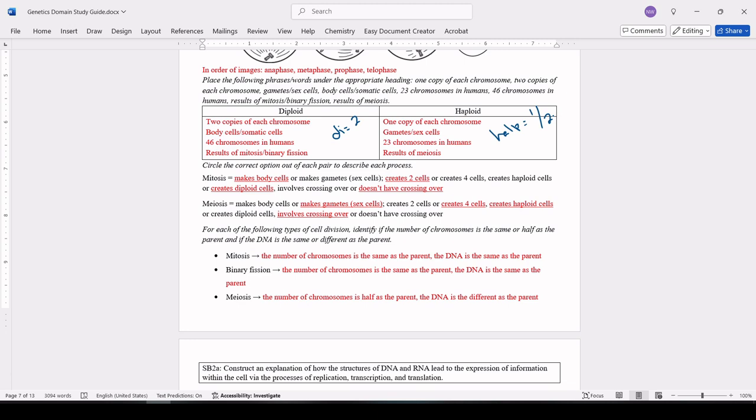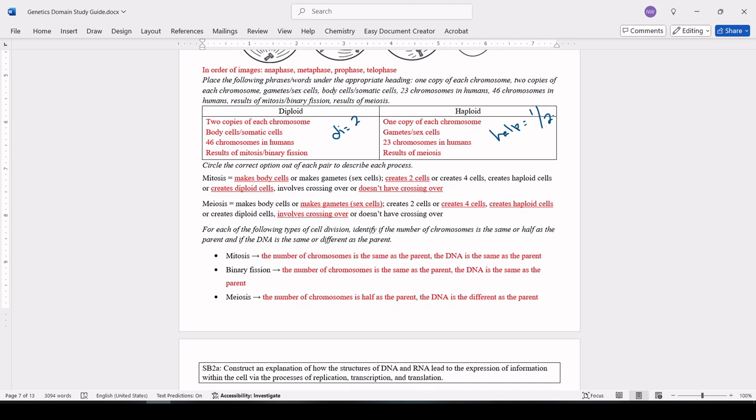And so that leads us into the difference between them. Mitosis makes body cells. It's asexual reproduction. They create 2 cells because we only divide once. We said they create diploid cells, and it does not have crossing over. So as a reminder, crossing over is where the pair of chromosomes swaps information.